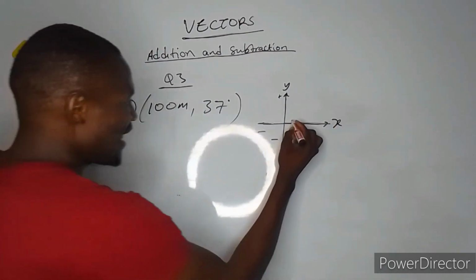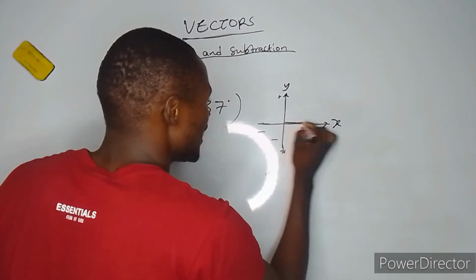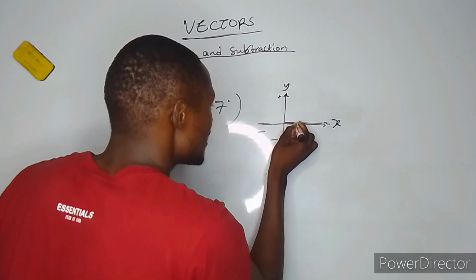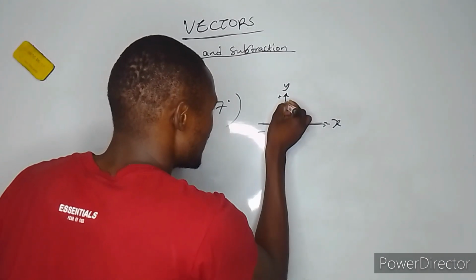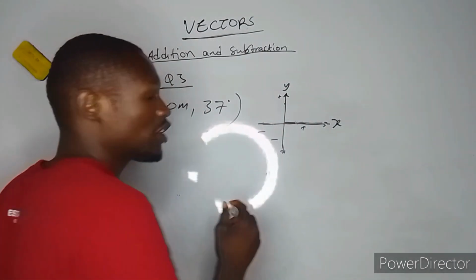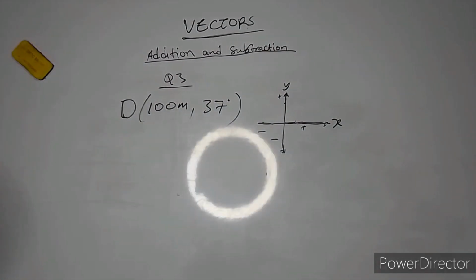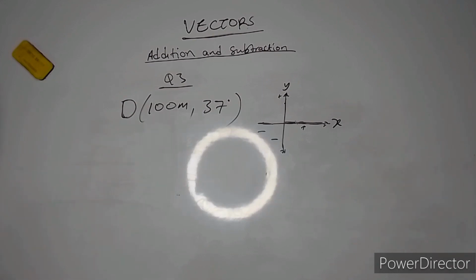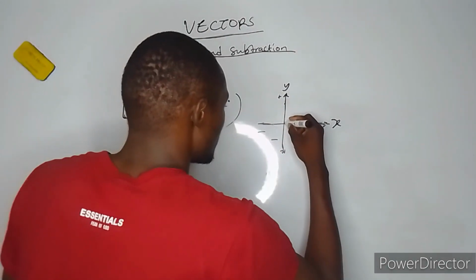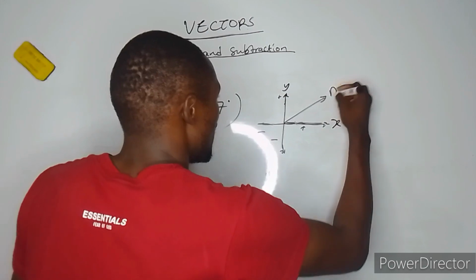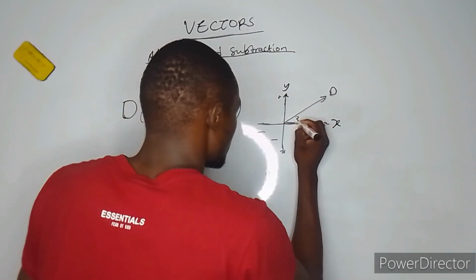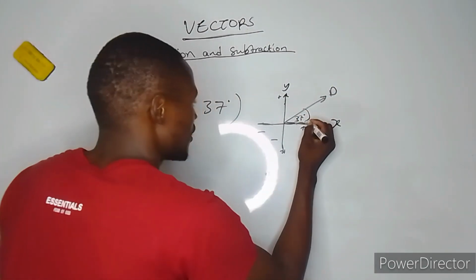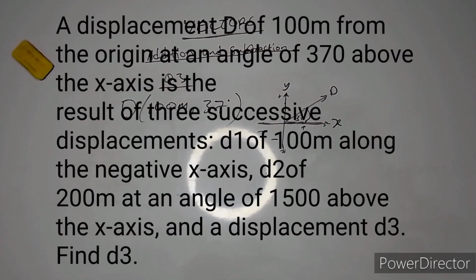In this case, any value above the x-axis lies somewhere between this and this one. According to the instructions we have been given, vector d was above the x-axis. After being on the x-axis, it was at 37 degrees. So we can say this is our vector d, which is at 37 degrees.